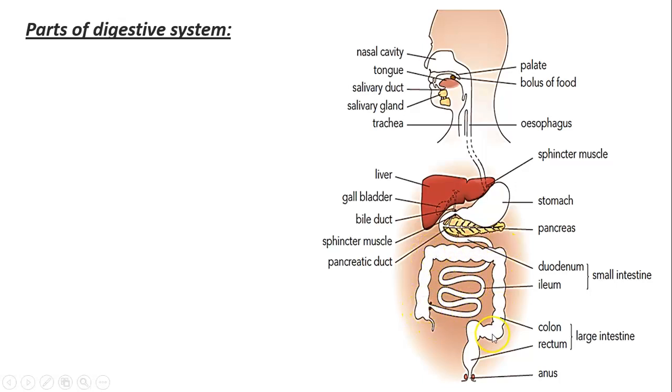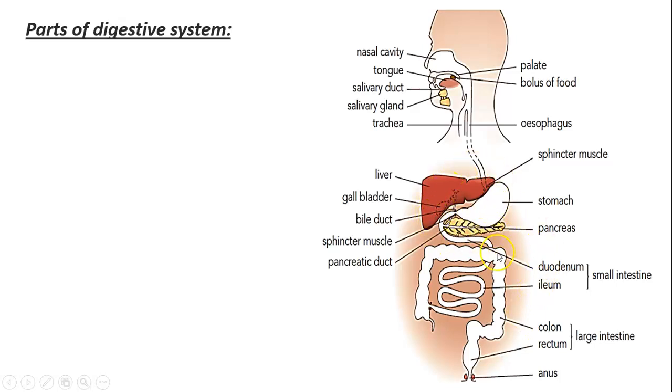Then the food passes through the large intestine that's divided into the colon. Here, these are the parts of the colon, and the rectum, where feces are stored until they are egested. Here you see the anus, or the anal opening, from which feces exit the body. So this is a quick look at the alimentary canal.